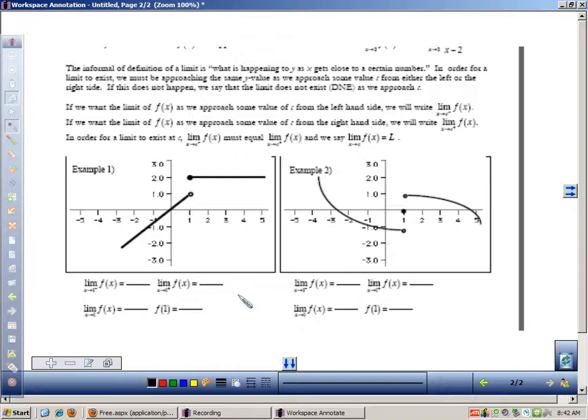So if we look at the limit as x approaches 1 from the negative side, from the left side, as we get closer and closer to 1, what does this function get closer and closer to? As we're coming up from the left-hand side, what does our function get close to? 1. So the limit as x approaches 1 from the negative is 1. The limit as x approaches 1 from the positive, so we're coming along this direction. What's that limit? 2. We're just getting closer and closer to 2.